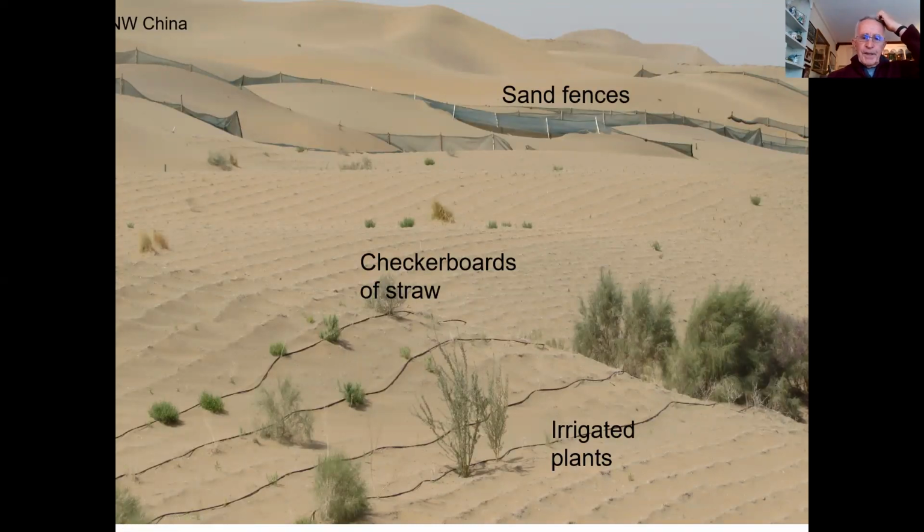And in many parts of the world, because of the threat that they pose, sand dunes are being stabilized by a whole series of methods, like building sand fences, creating checkerboards of straw, and by irrigating plants. This particular example is in northwest China, and what they're trying to do is to stop sand encroaching upon one of the most important religious and archaeological sites in the region.